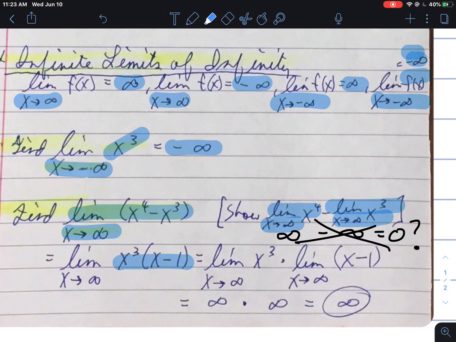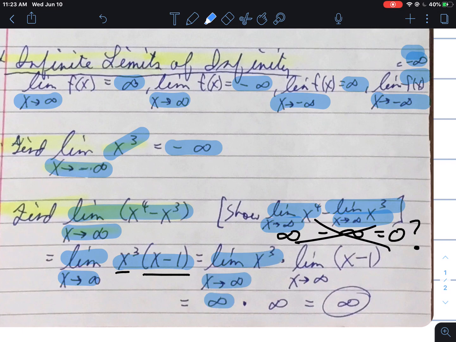So let's try rewriting it as a product. In this case, I factored out the x cubed, right? I get x to the fourth minus x cubed, so I just factored out x cubed, and I rewrote it as x cubed times x minus 1. And then we say, okay, well, let's try the product rule. Maybe this works. So here's the limit as x approaches infinity of x cubed, which again is going to approach infinity, right?